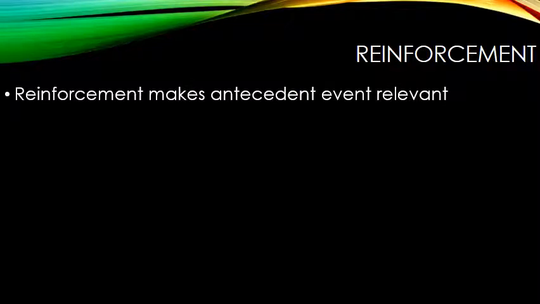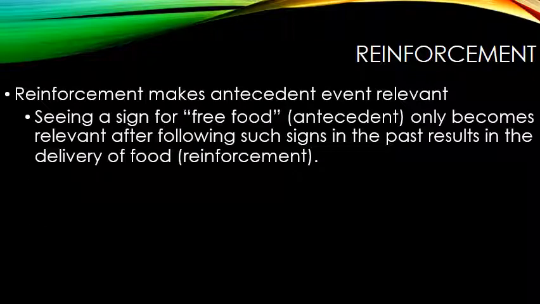So again, we know what reinforcement is. It's the delivery of a consequence which increases the future probability of a behavior occurring. However, reinforcement also makes our antecedent events relevant. So remember, reinforcement takes place as a consequence in our 3-term contingency, which means it takes place after the behavior. However, what it does do is indicate that that antecedent, when it occurs, will be followed by a reinforcer if the appropriate behavior is engaged in.